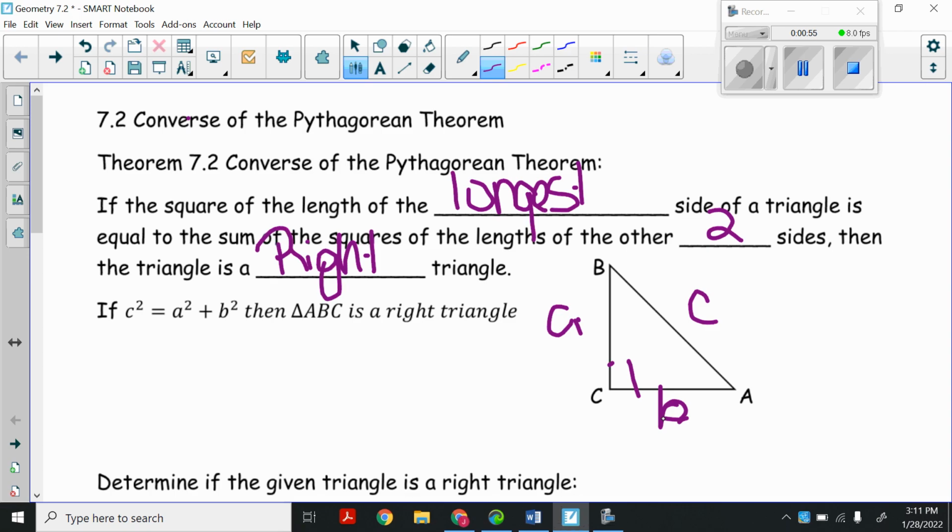So with the Pythagorean theorem, we start out knowing that we have a right triangle. Then we know a squared plus b squared equals c squared. With the converse, we start out knowing a squared plus b squared equals c squared. Then we use that information to say, therefore, we have a right triangle.